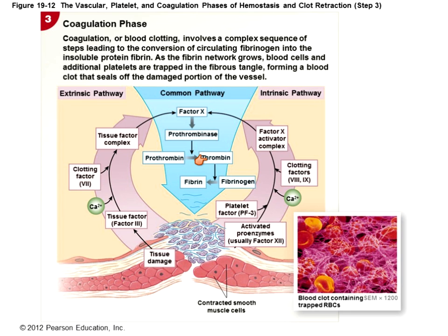Why do they have to be activated? Well, we need to convert fibrinogen to fibrin. Know the role of prothrombinase. It's the enzyme that converts prothrombin into thrombin. What is the role of thrombin? Thrombin converts fibrinogen into fibrin. What is the role of the fibers?